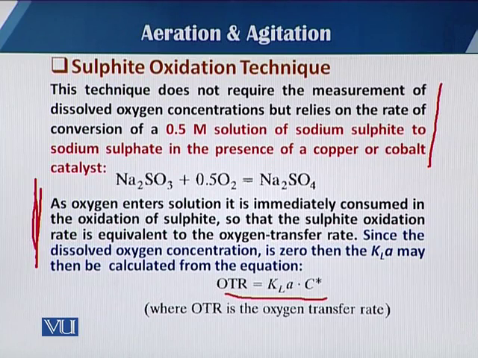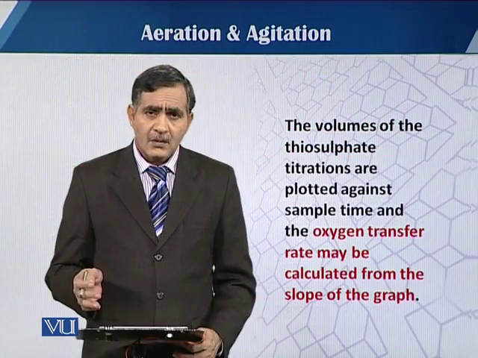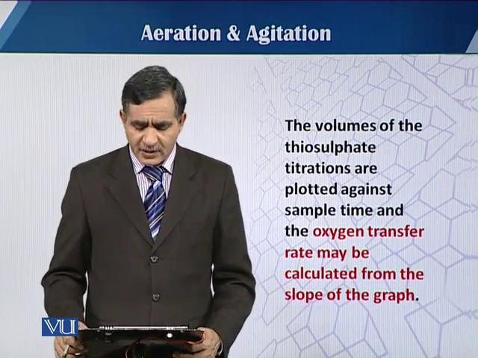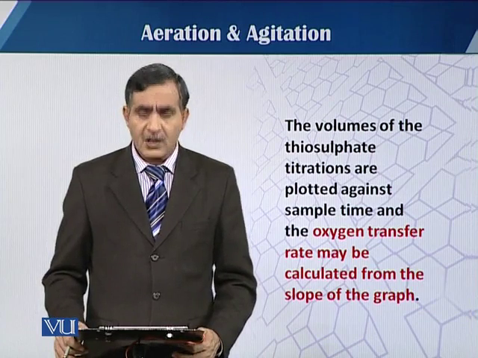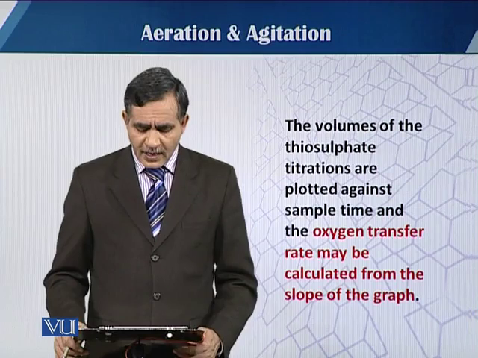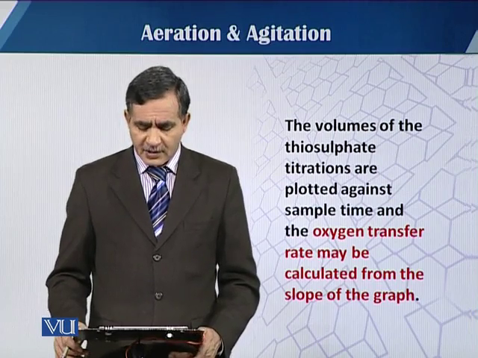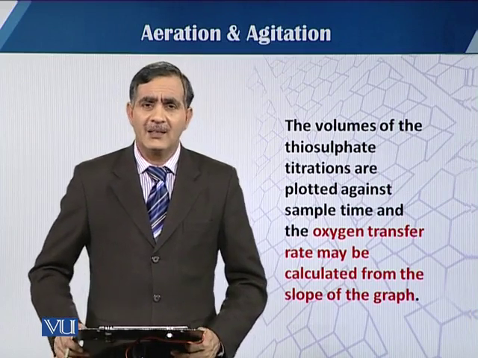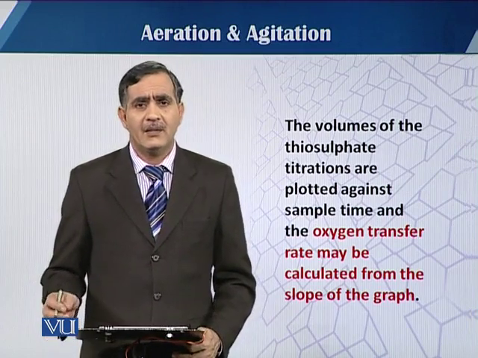By this, the oxygen transfer rate is equal to the KLa multiplied by the saturation point. In this method, the volume of the thiosulfate titrations is plotted against the sample time, and the oxygen transfer rate may be calculated from the slope of the graph, and then we can easily calculate the OTR of that sample.